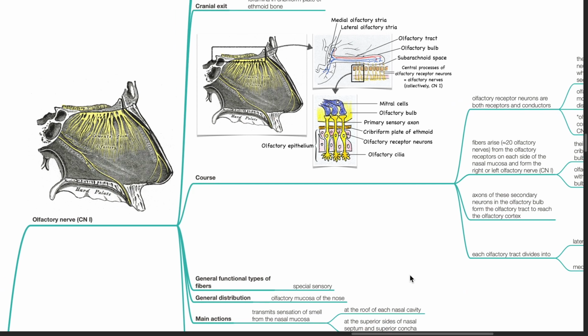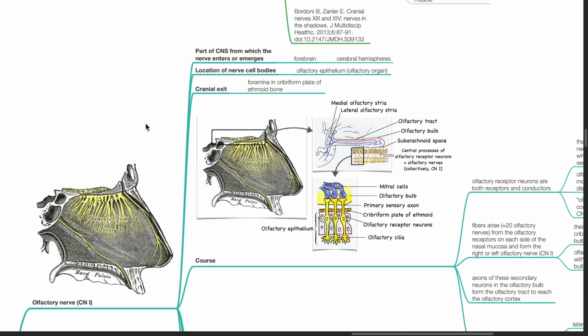Cranial nerve 1, the olfactory nerve. The olfactory nerve emerges from the forebrain. The nerve cell bodies of this cranial nerve are located in the olfactory epithelium, also known as the olfactory organ. It exits the cranium via the foramina in the cribriform plate of the ethmoid bone.